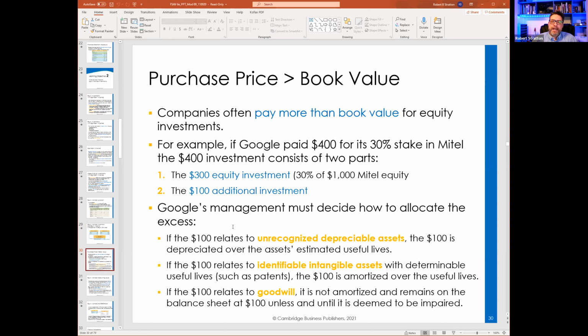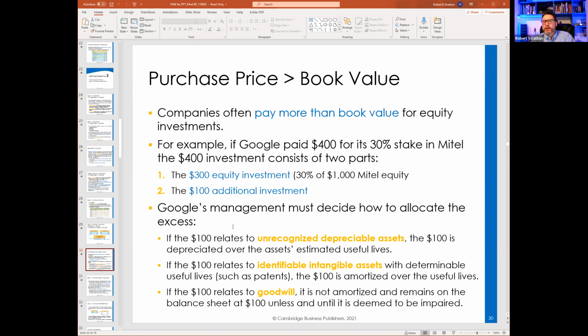The reasons why they paid extra could be many. It could be that there are some assets that they think are worth paying extra for, in which case they attribute that extra 100 to that asset, and then they can depreciate it over that asset's usable life. What if it's an identifiable intangible asset like a patent? Same kind of thing, and you amortize it over its lifespan.